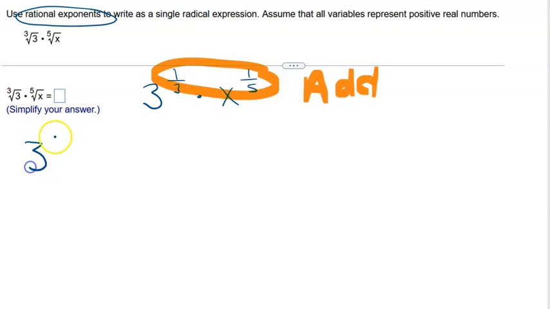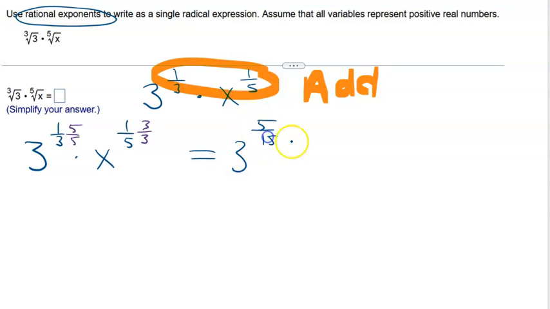So I've got 3 to the 1/3 times x to the 1/5. My common denominator is 15. So what am I going to do? I'm going to multiply this fraction by 5 over 5 and this fraction by 3 over 3. Now where does that take me? Okay, fine. So I have 3 to the 5/15 times x to the 3/15.